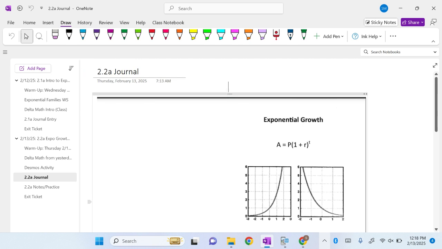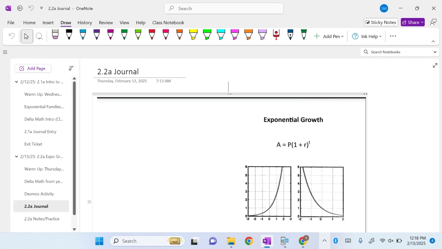We're basically going to reiterate what we talked about a little bit with our delta map, but this is kind of like the official notes for it. So, basic exponential growth and decay.